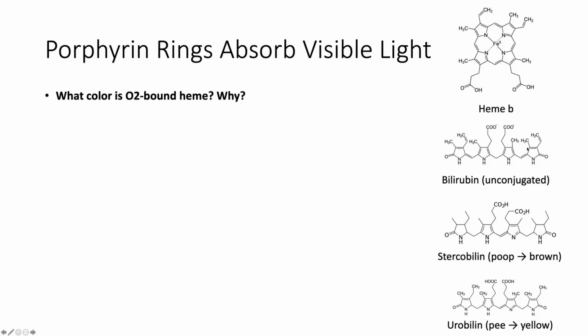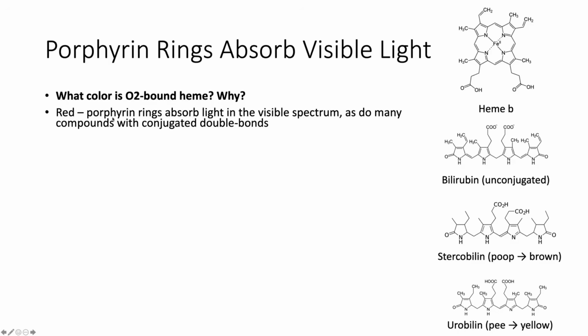So porphyrin rings absorb visible light. What color is heme when it's bound to oxygen, and why? It's just red. This is why your blood is red. Oh, gotcha. It's hard to be put on the spot. This is good. It's good practice because oftentimes the questions are easier than you think.